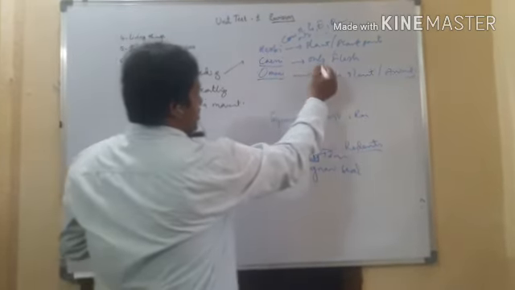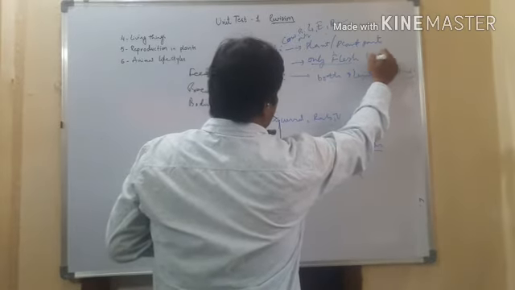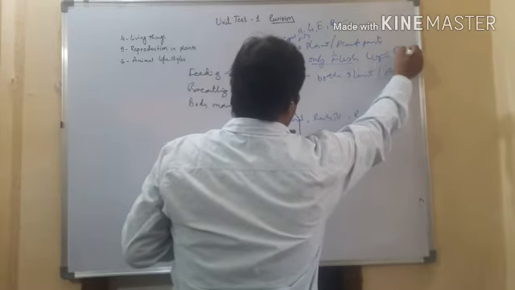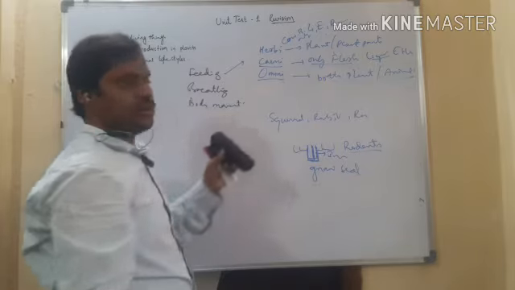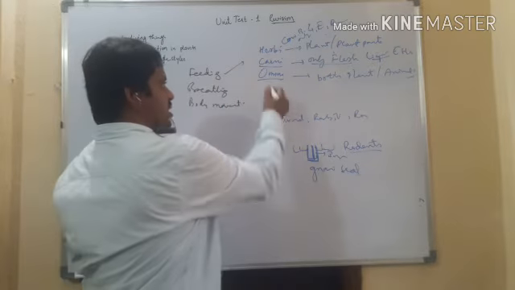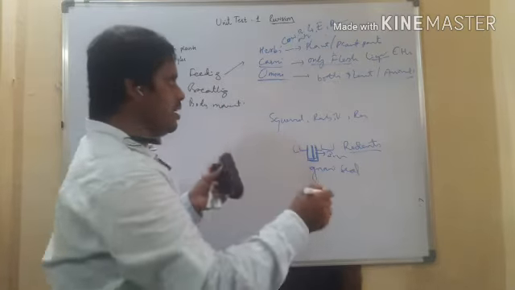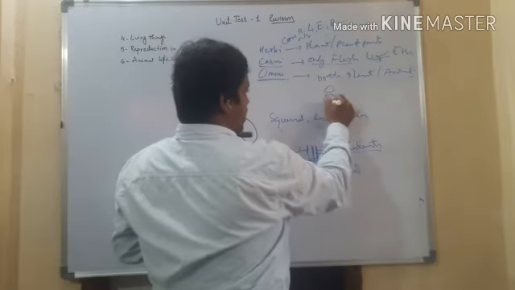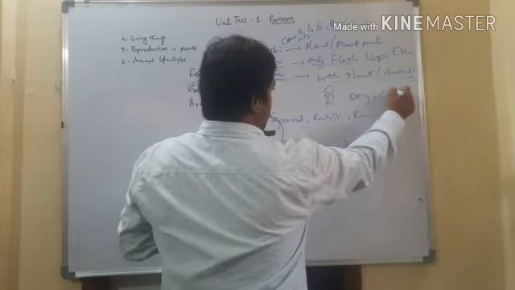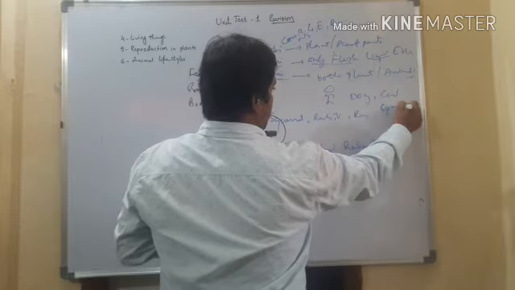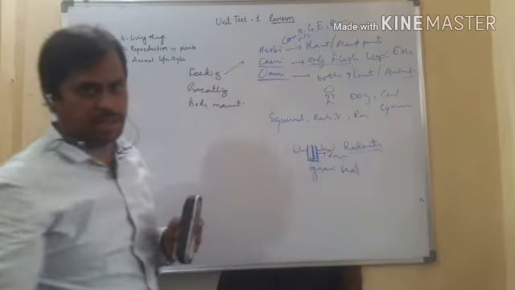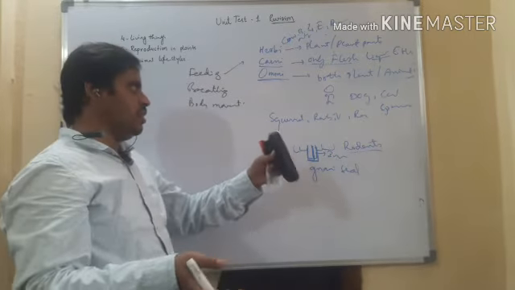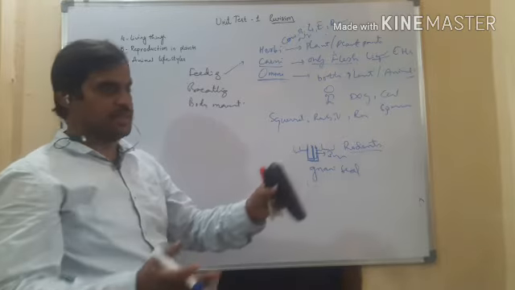Carnivorous animals are lion, tiger, eagle, hawk, etc. They eat only animals. Next, omnivorous, both plant and animal. For example, human being, dog, cat, and sparrow. All these are omnivorous. They eat plant products as well as animal products.